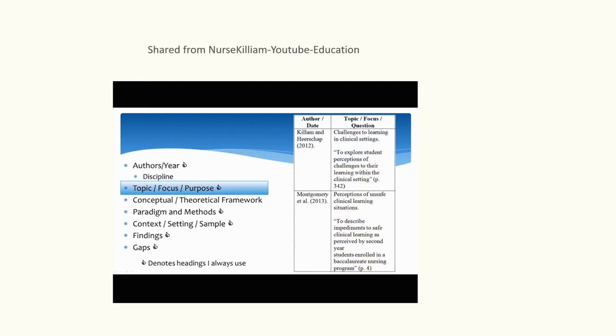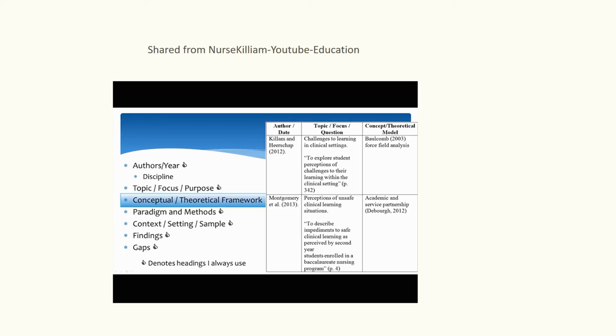Include the topic or focus of the study, as well as the research purpose or research question in the next column. The focus of the article is absolutely critical to your summary table. Remember to be concise and specific. I also like to quote the purpose of the article here. Noting the conceptual or theoretical framework will help to inform you of the perspective of the researchers. You may also notice common ones that you could consider for your future research proposal.